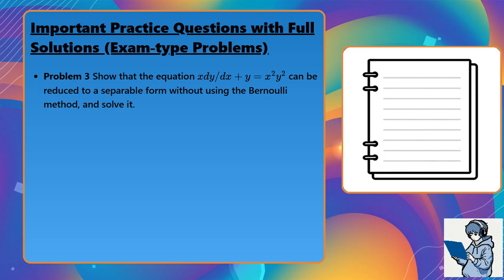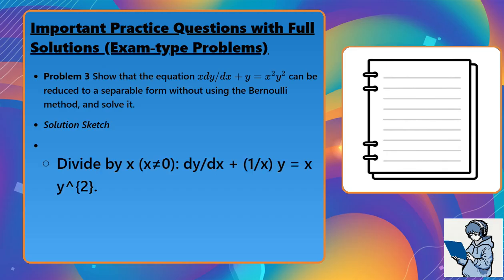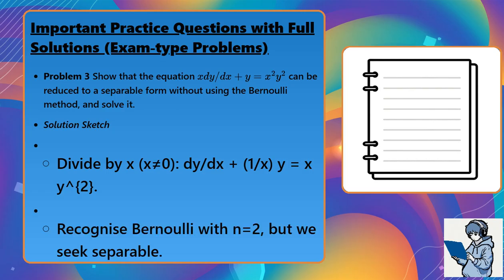Problem 3. Show that the equation x dy/dx plus y equals x squared y squared can be reduced to a separable form without using the Bernoulli method, and solve it. A solution sketch. Divide by x not equals 0. dy/dx plus 1 over x times y equals x y squared. Recognize a Bernoulli equation with n equals 2, but we seek a separable form.